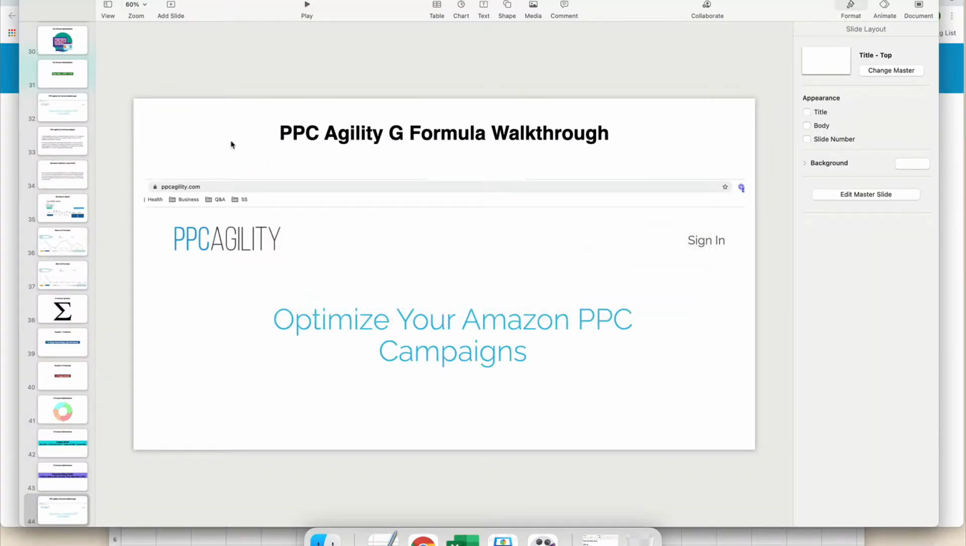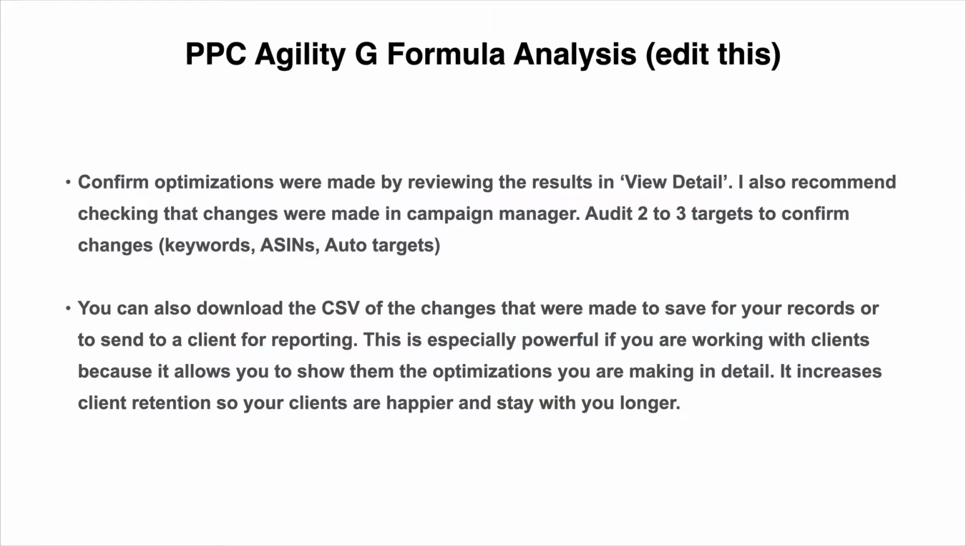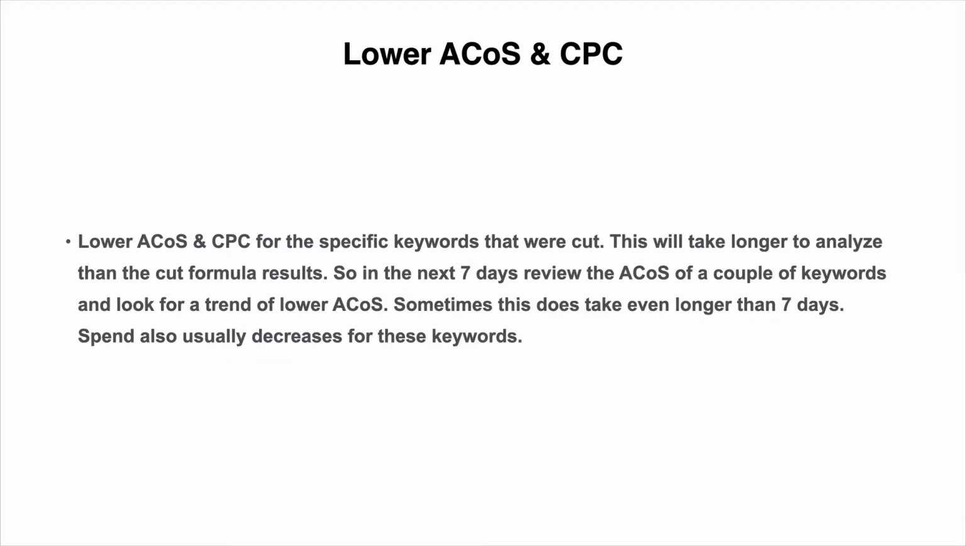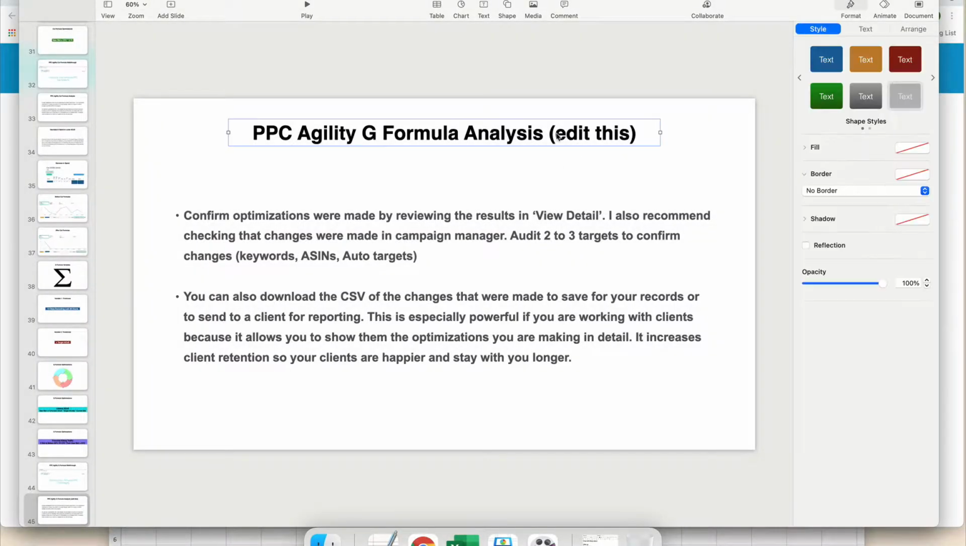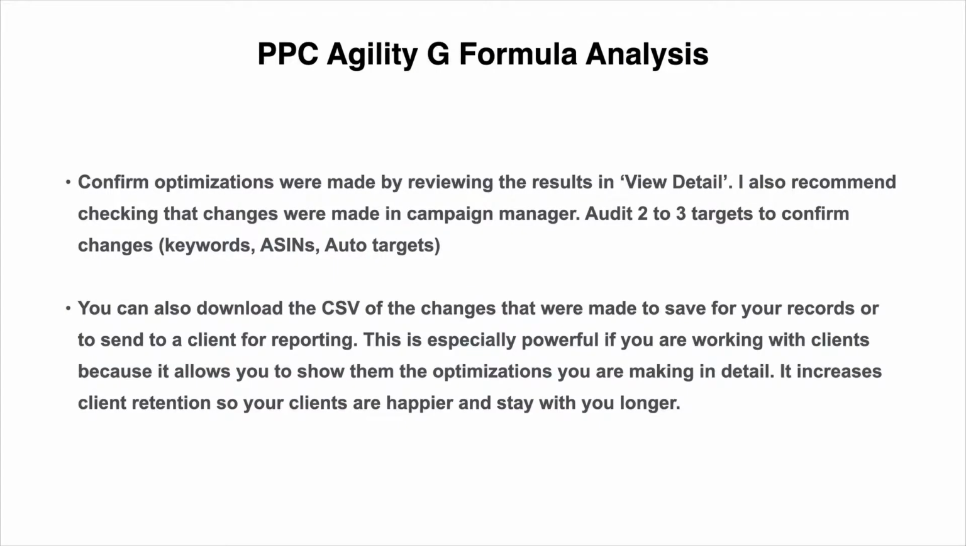Awesome. Let me go back here. Edit this. Hold on, let me do something real quick. There we go. So it's the same as before. Just confirm the optimizations were made by reviewing the results in view detail. Check a couple keywords to make sure that the changes were made to the keywords or the ASINs or the targeting. And then you can also download the CSV as well, just like the cut formulas, right? You can do the same stuff with the G formula as the cut formulas.